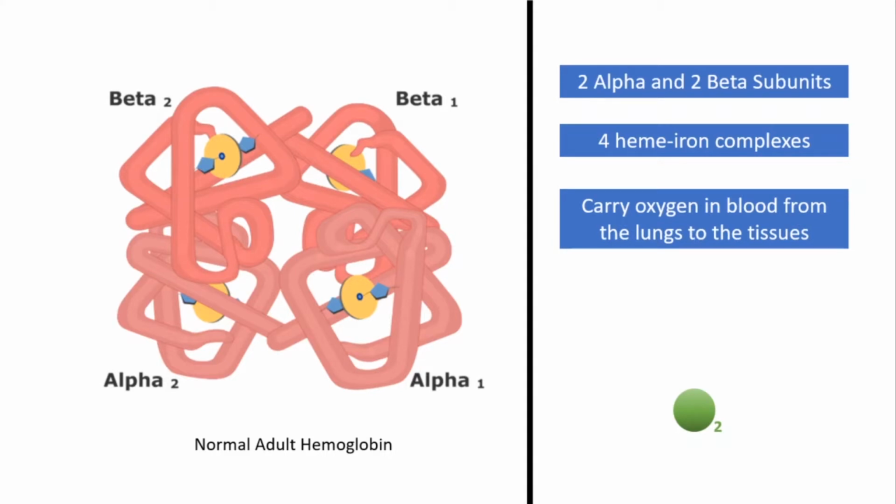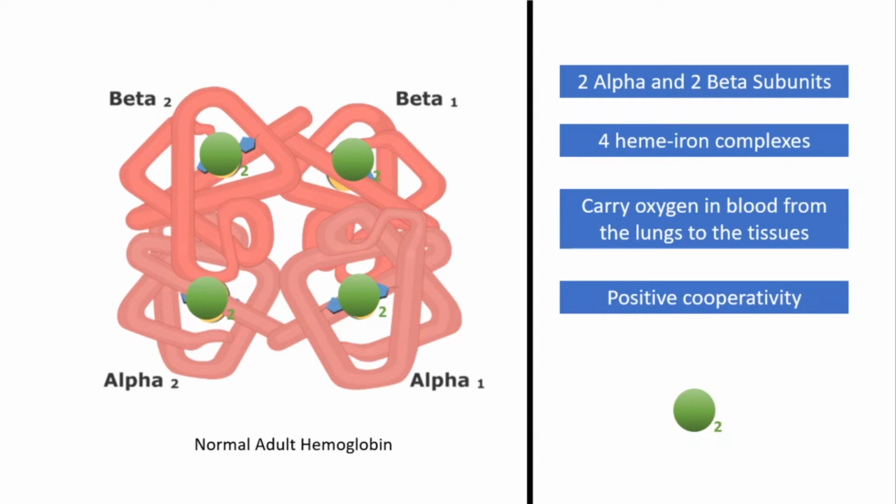Now, if we look at our molecule of oxygen over here, first, the binding of the first molecule of oxygen is somewhat difficult, but then the subsequent molecules will bind easily. This is what is known as positive cooperativity. So the first molecule has a harder time to bind to the hemoglobin, and then because of the binding of the first molecule, we will have subsequent changes, and the hemoglobin will be easily able to bind to oxygen.